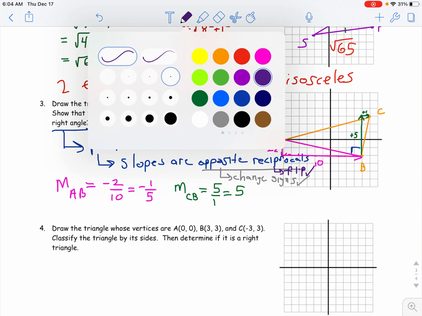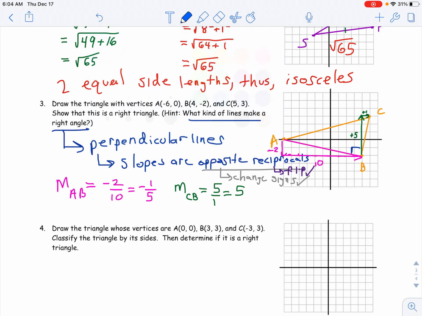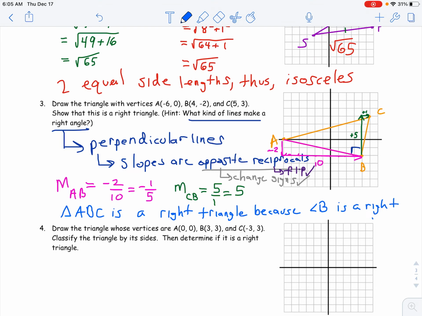We did flip them. Check. So we can say this. Let's be very mathematical. We can say triangle ABC is a right triangle because angle B is a right angle.